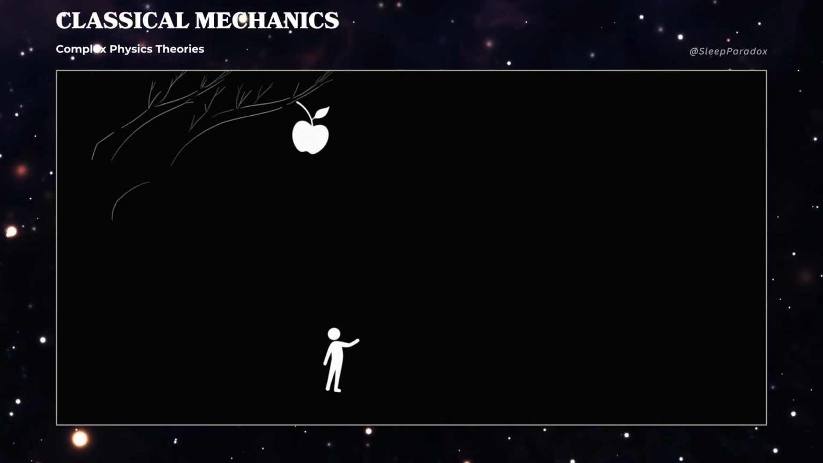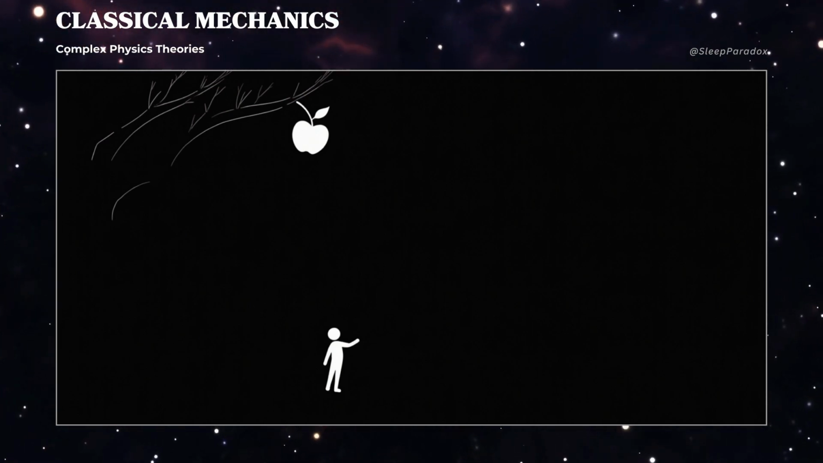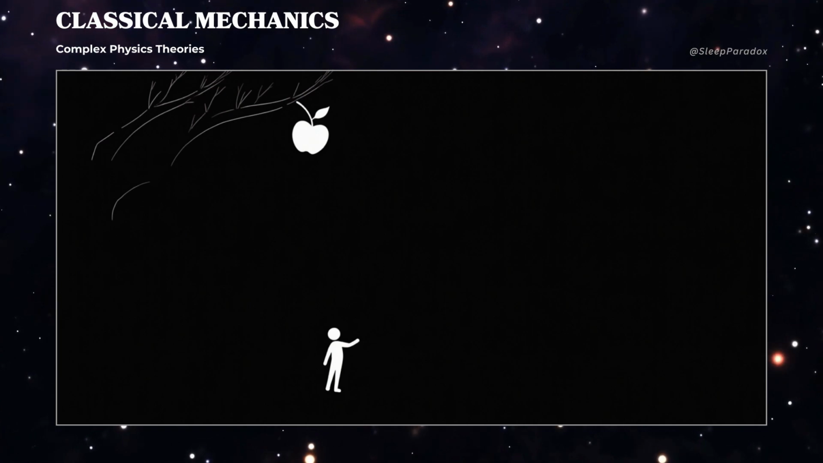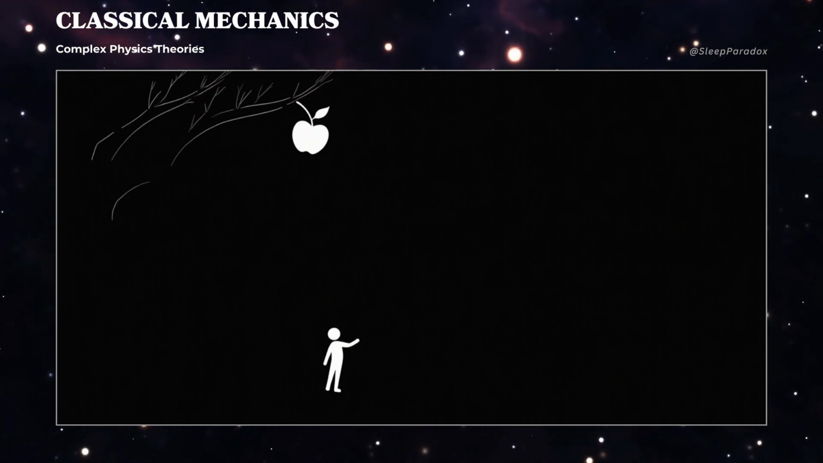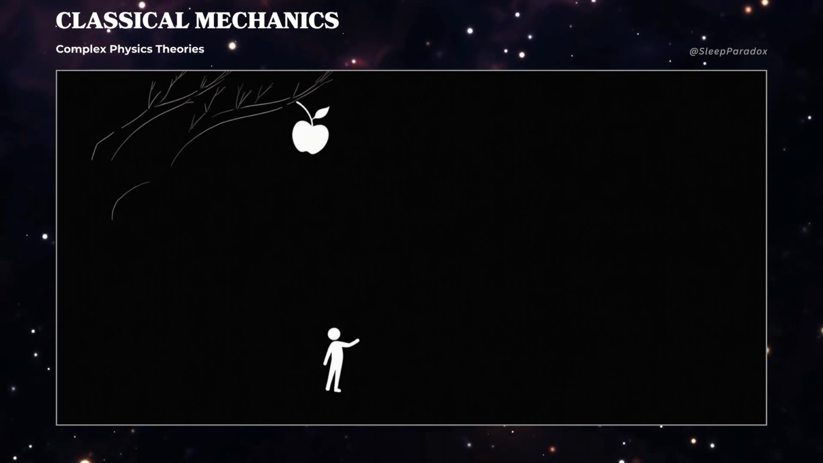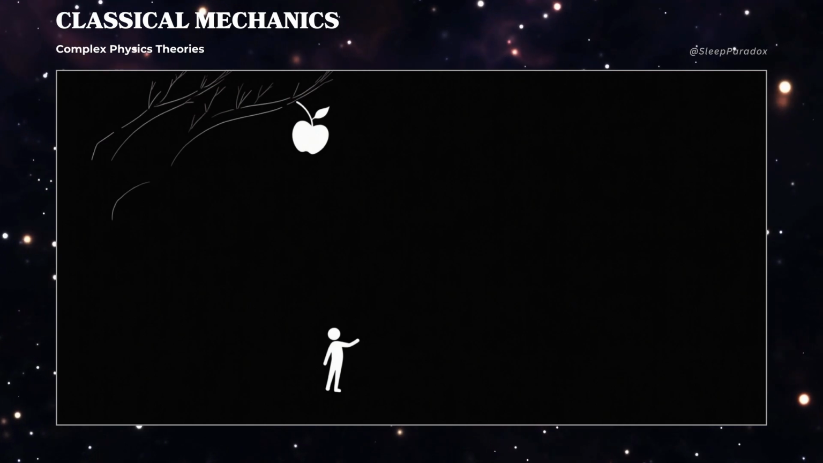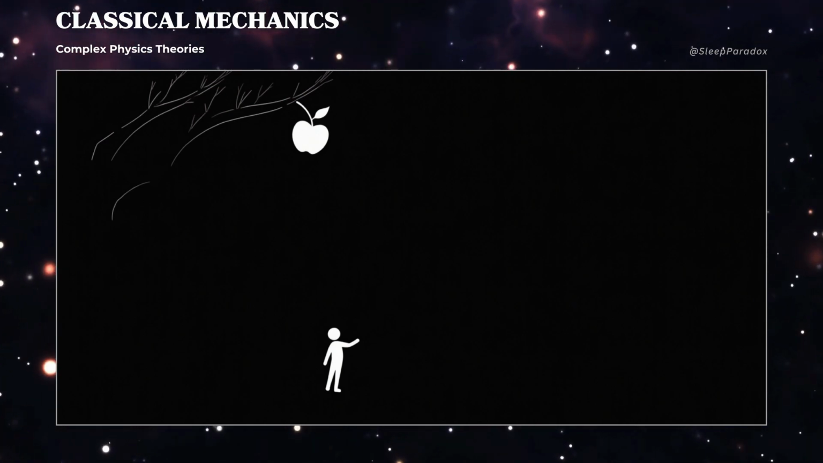For every action, there is an equal and opposite reaction. This law explains why when you push on something, it pushes back. It's why rockets can lift off from Earth by pushing hot gases downward, and why you feel a recoil when firing a gun.